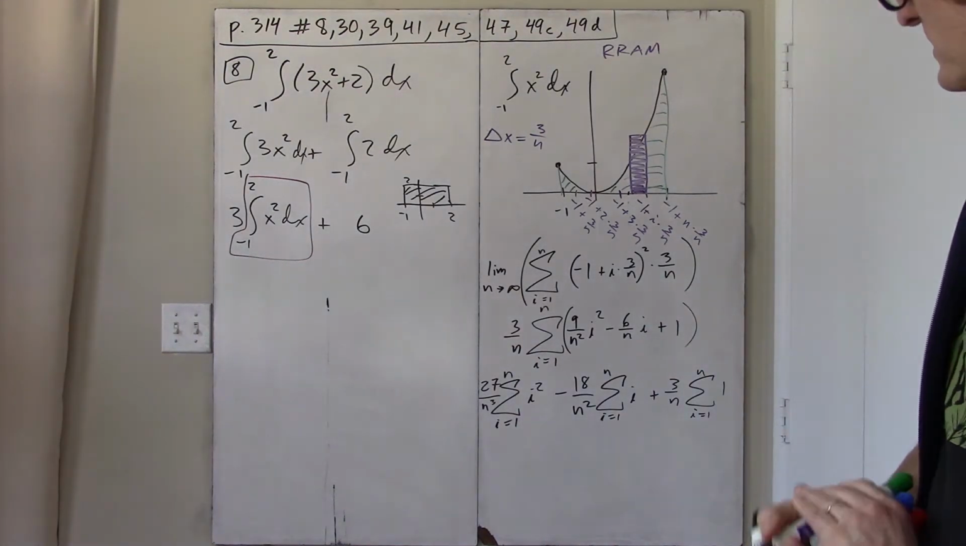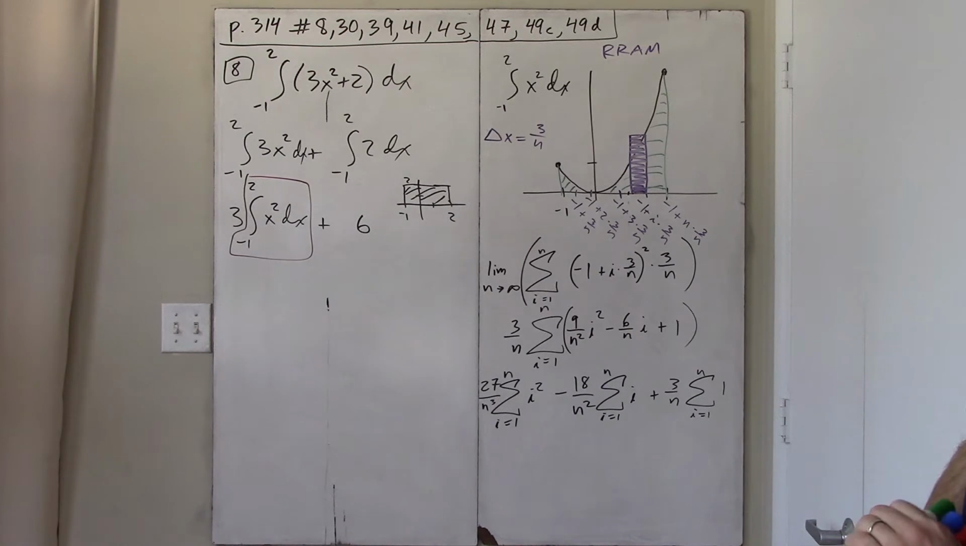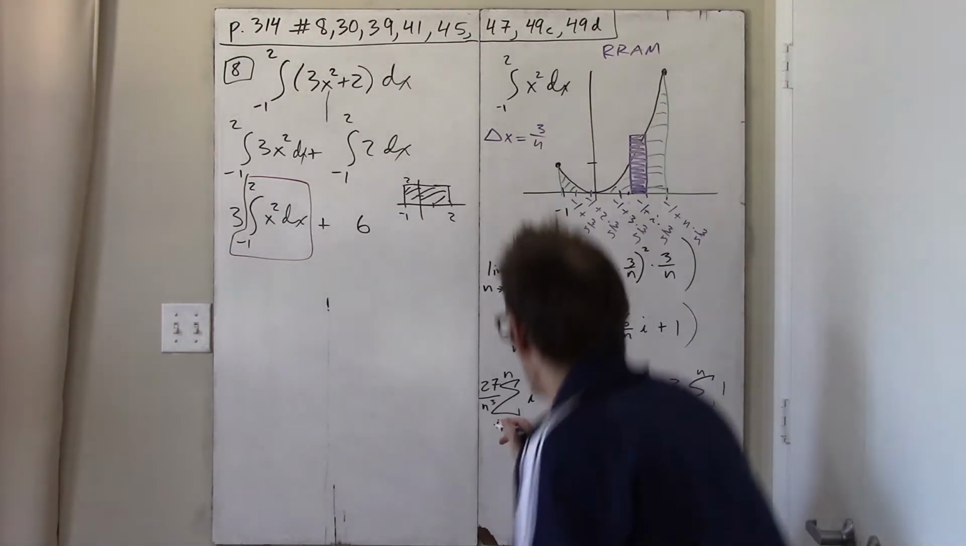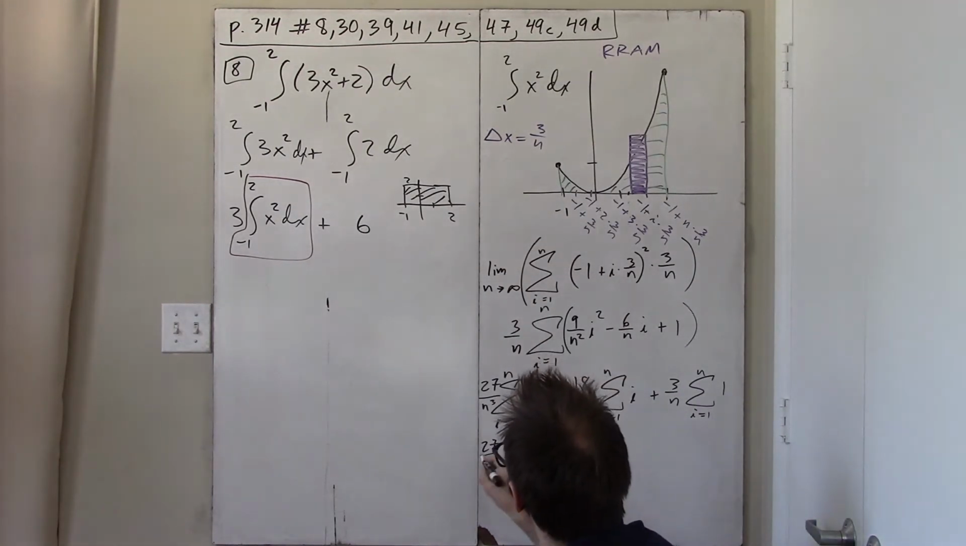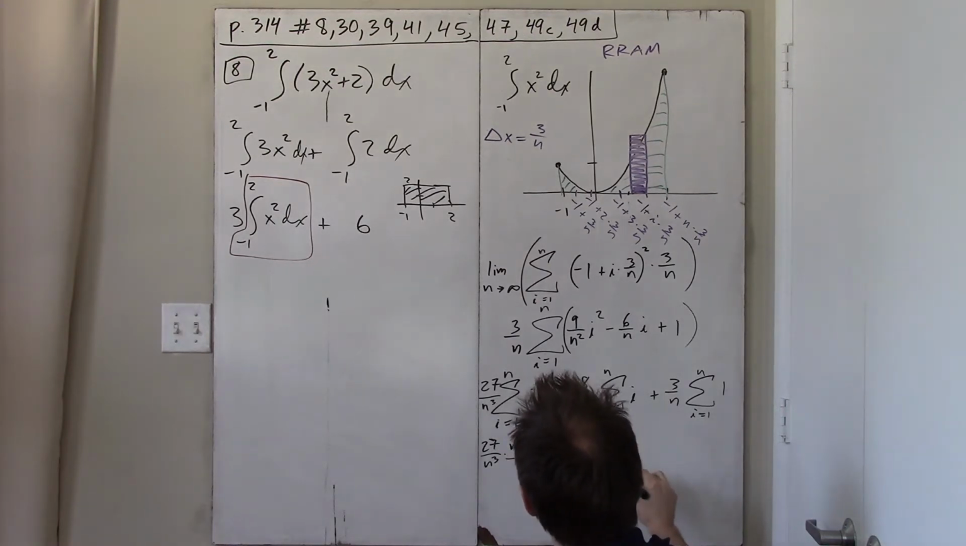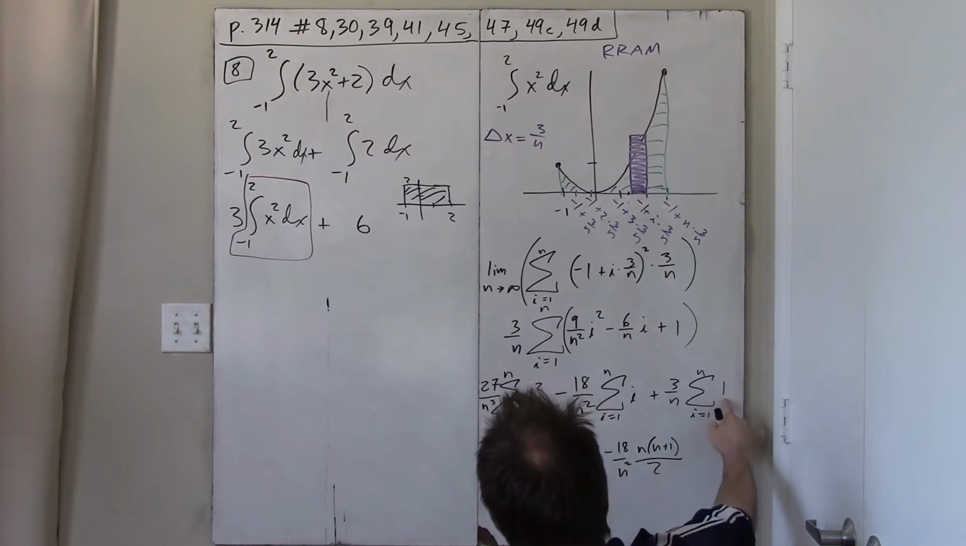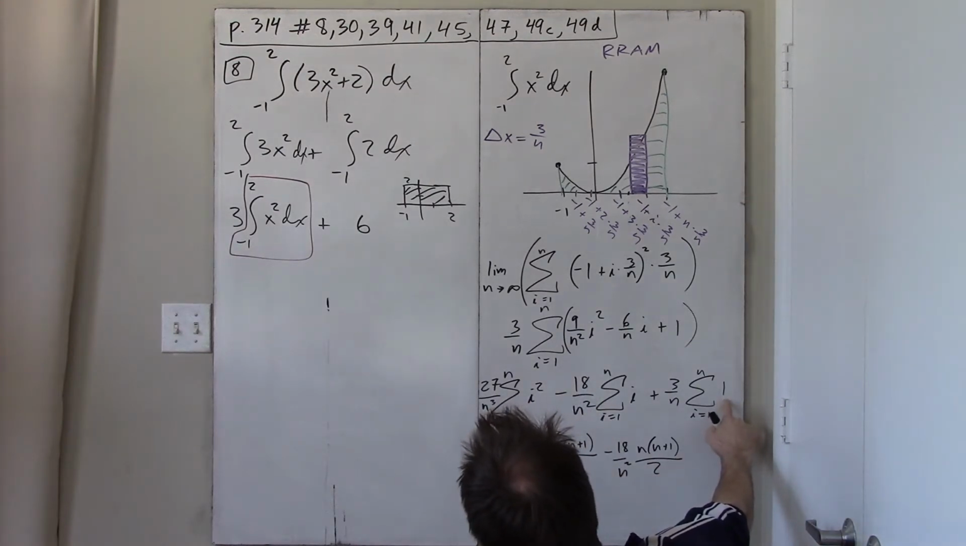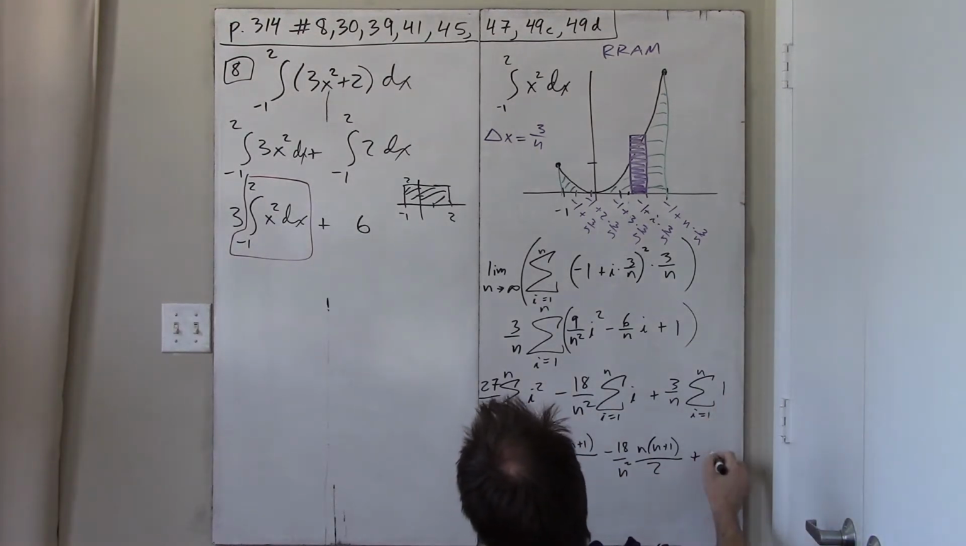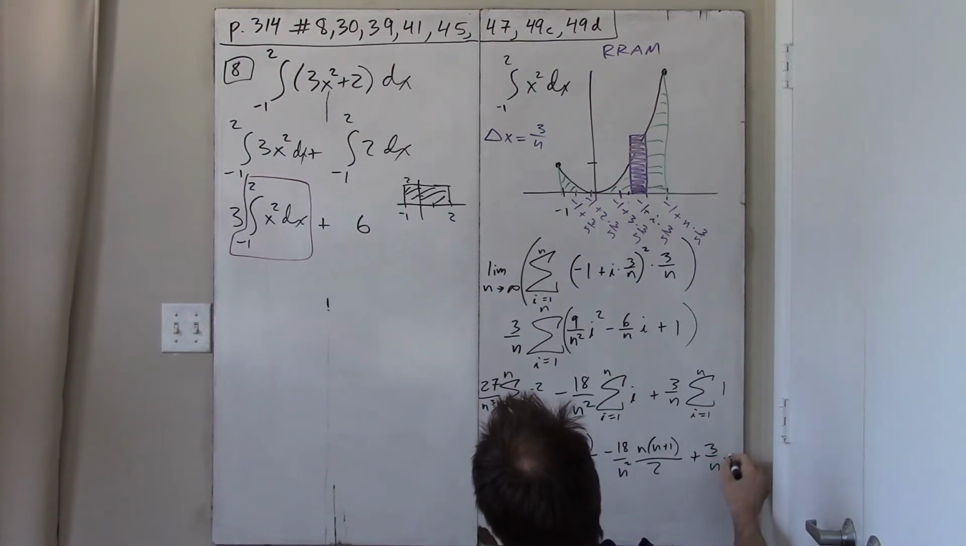So I just applied properties of sigma notation to split that up into 3 smaller sigmas, and here we get 27 over n cubed times, I now just know this formula. It's n plus 1, 2n plus 1 over 6. I know this formula as well. It's n plus 1 over 2. And here I'm just adding 1 n times, so that just becomes n.